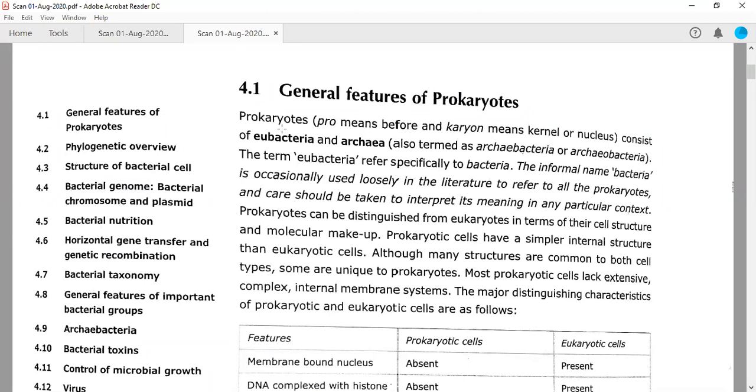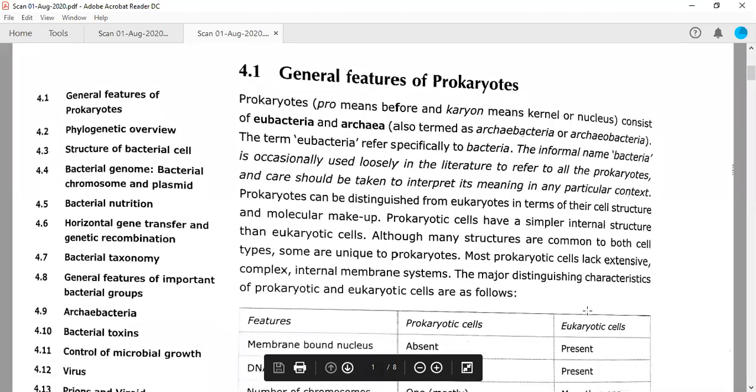Now we will discuss what are the major differences between a bacteria and eukaryotic cell, but because there are some differences in eubacteria and archaea also. So first major difference is in the cell wall. The cell wall in case of bacteria is made up of peptidoglycan, whether it is gram positive or gram negative bacteria. In gram positive bacteria, the cell wall is thick, generally 70 to 80 nanometer.